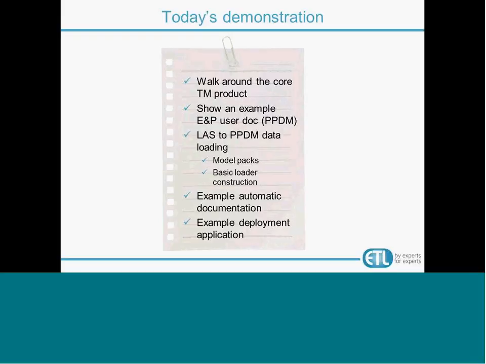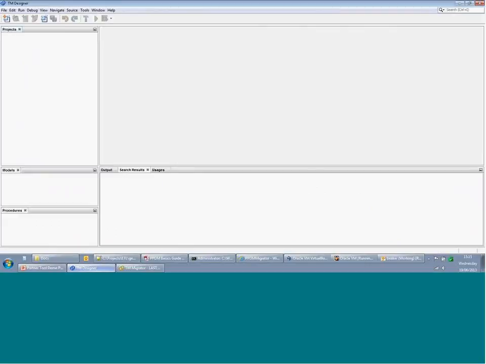really. So today's demonstration, let's move on and have a look at what we do and how we do it. So firstly, we're going to have a quick walk around the core TM products. We'll show an example of an EMP got to the PDM. We'll then have a look at a last to PPDM data loading. We'll have a look at some model packs. We'll have a look at the basic loader construction. We'll have a look at some documentation. And we'll also have a look at deployment options.